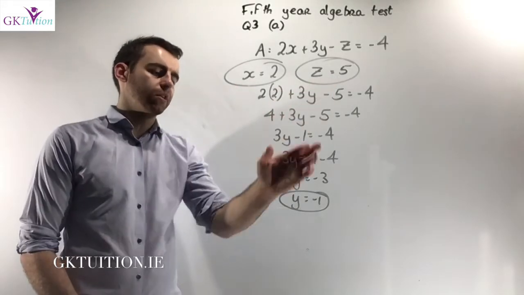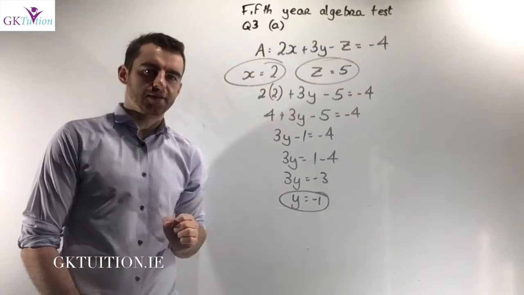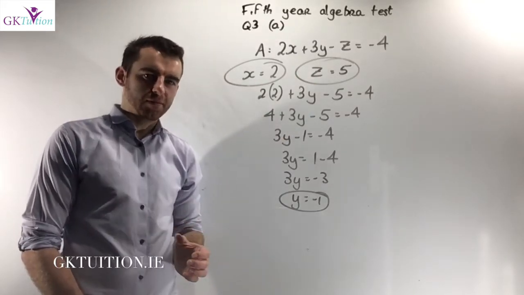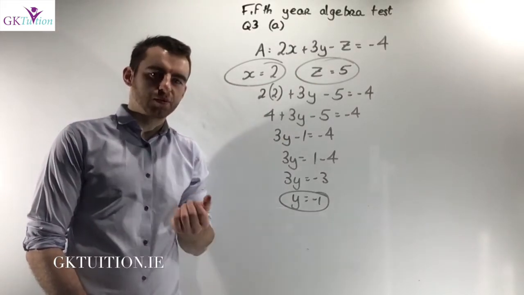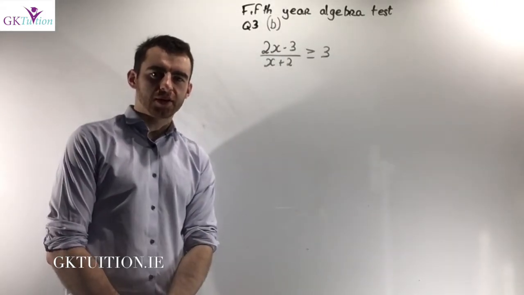So the three circled answers here were your final answer, the values for x, y and z. That was worth 15 marks to you, and now the next part of the question was worth 10 marks. In the second part of this question, there were 10 marks going.